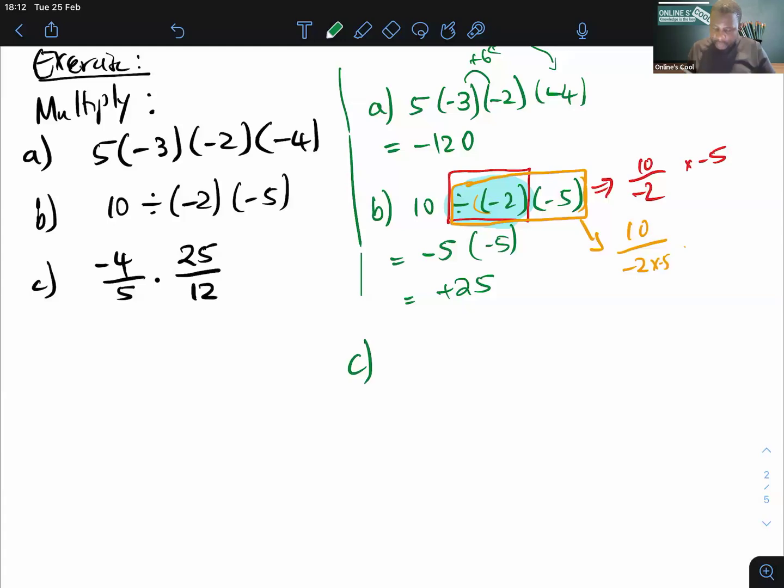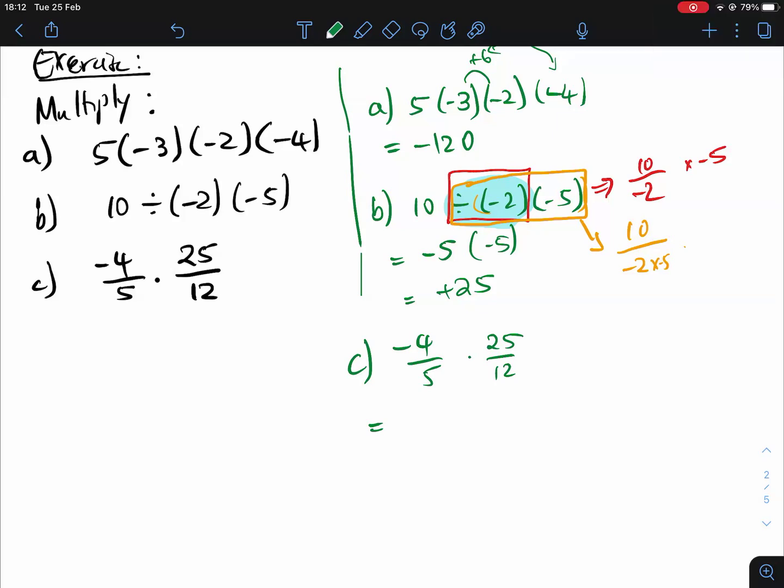C is -4/5 ÷ 25/12. What is the answer to C? And how would you think about it? You can multiply straight out because it's not like there's a plus or a multiply or a divide sign where you have to flip it. You can just do it.